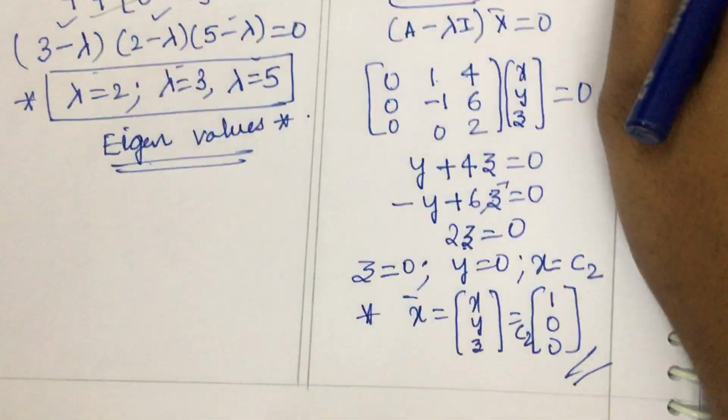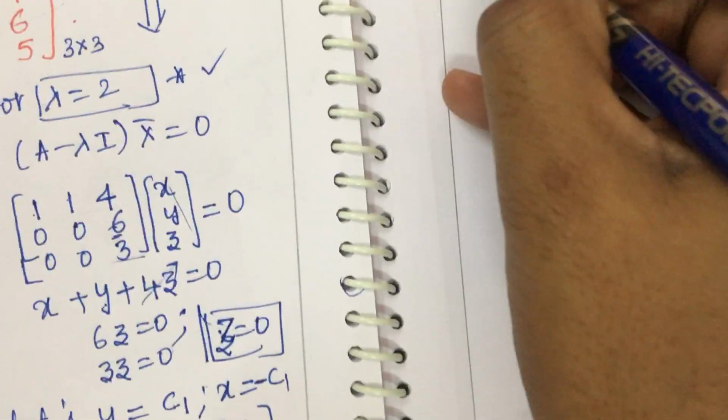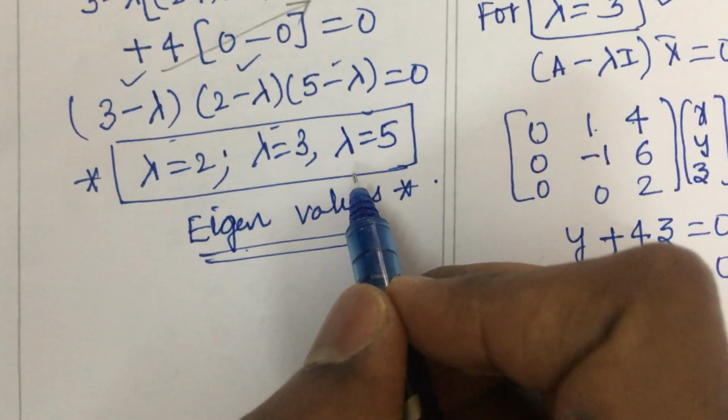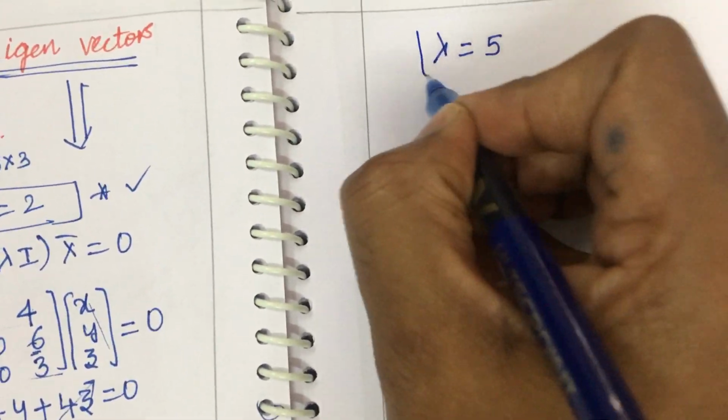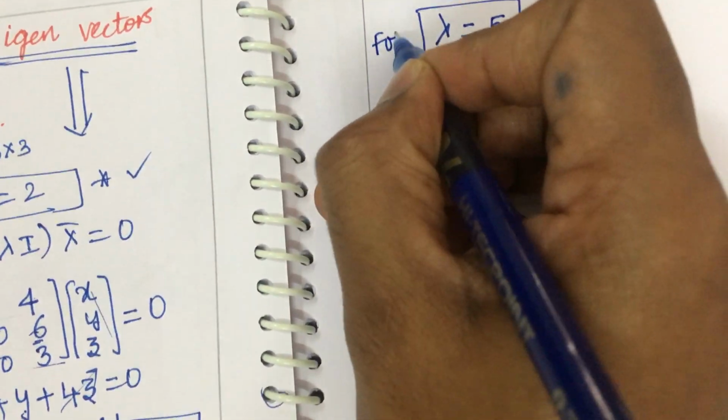Hope you are catching my point. This is how you are supposed to work it out. Next, the eigenvalue is lambda equals 5. For lambda equals 5 we are supposed to work out the eigenvectors.